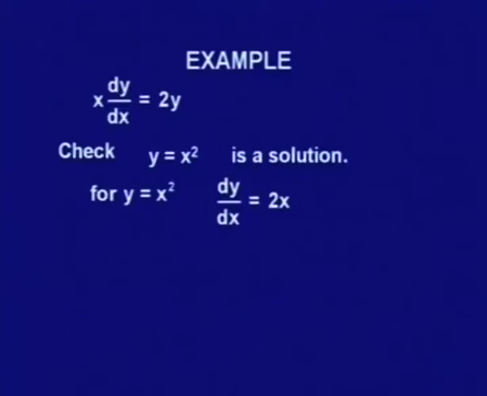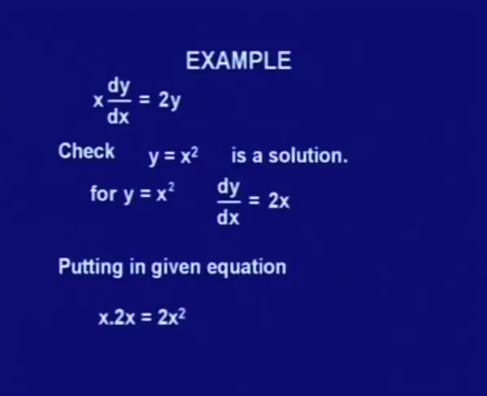Now, this value of the function, that is x square, and its derivative 2x, we can put into the given equation, and thus what we will get is x times 2x is equal to 2x square, and the right hand side is also 2x square. Thus, we get that this equation is being satisfied identically. So, x square is a solution of the differential equation x times dy over dx is equal to 2y. So, we have got a solution.